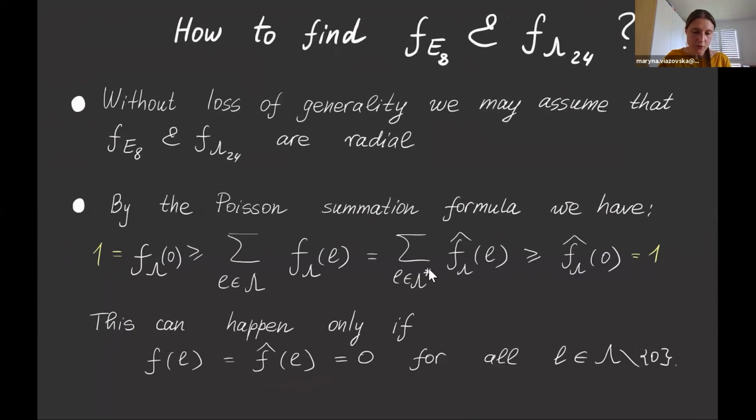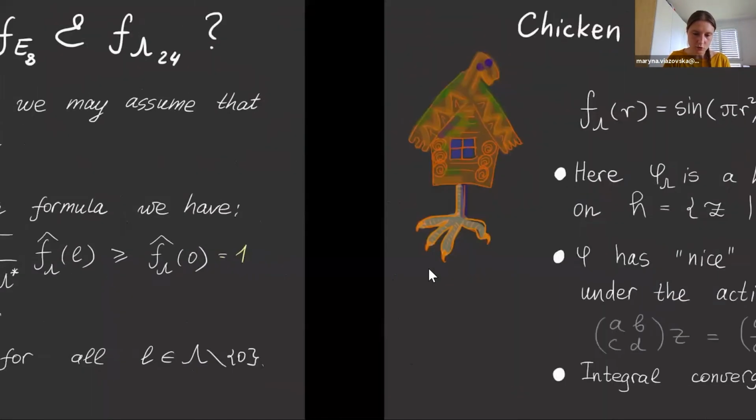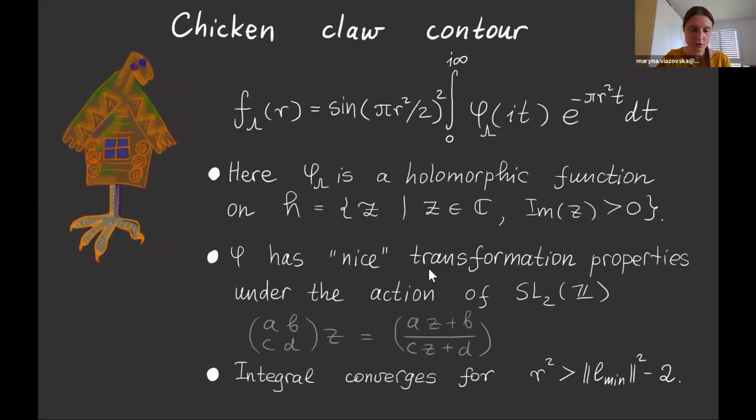And so now this information is sufficient to find these two functions explicitly. And so here's the method which works. This is the chicken claw contour integration. So this is a hut which stands on a chicken claw, and this is exactly the contour we are going to integrate over.